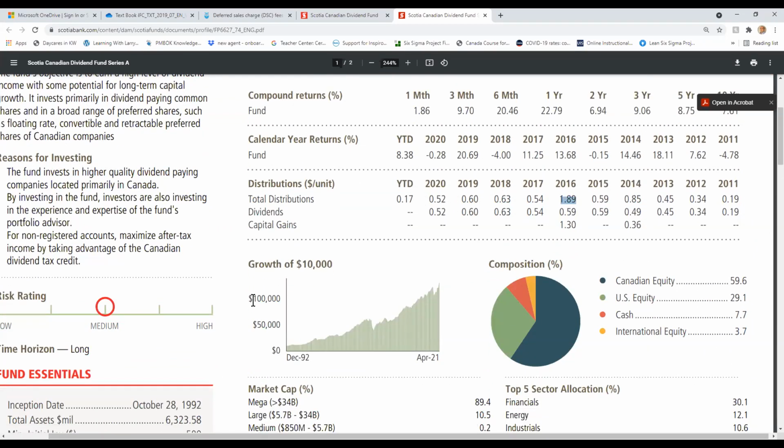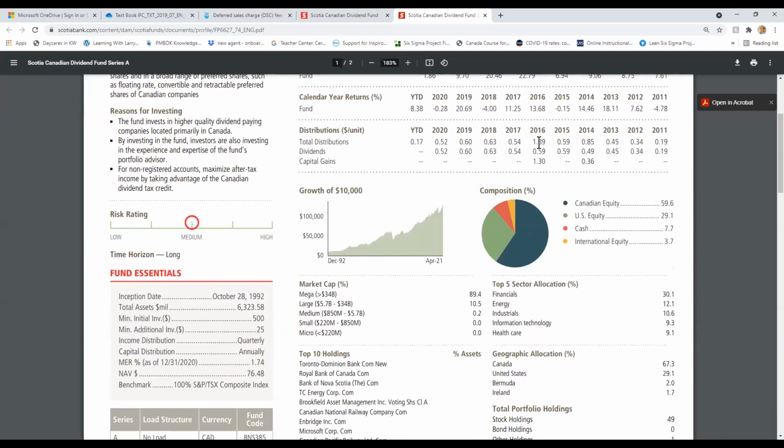Can anyone tell me? You get $189 and one unit is worth $76.48. How many units will you get? What is the price of one unit? 76.48 is the price of one unit, right? Everybody clear so far? That's the price of one unit.